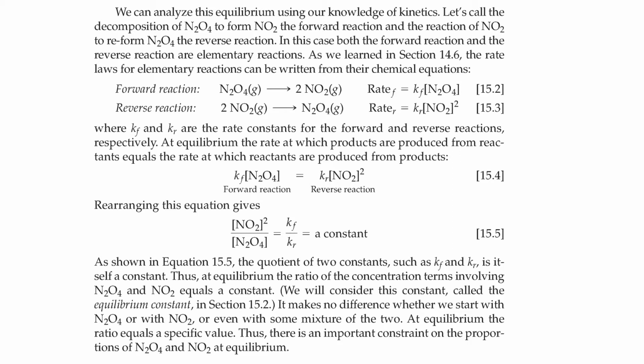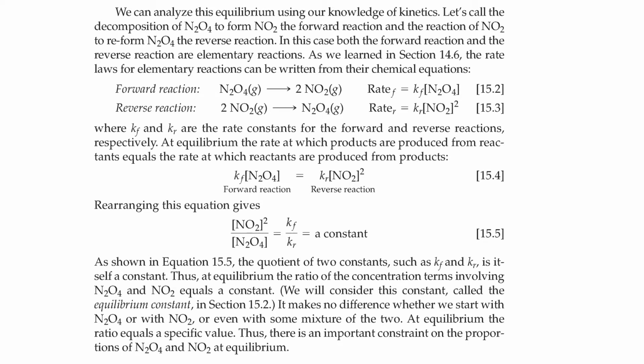For the forward reaction, N2O4 going to 2 moles of NO2, the rate law is K sub f times the concentration of N2O4. For the reverse reaction, 2 moles of NO2 gas going to 1 mole of N2O4 gas, the rate law is K sub r times the concentration of nitrogen dioxide squared, where Kf and Kr are the rate constants for the forward and reverse reactions respectively.